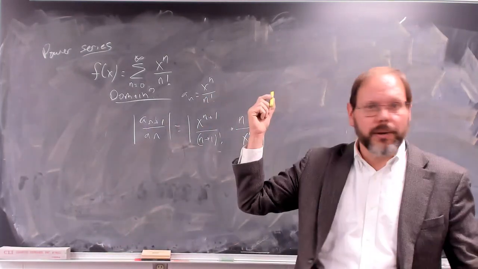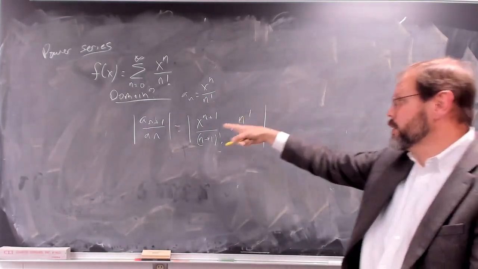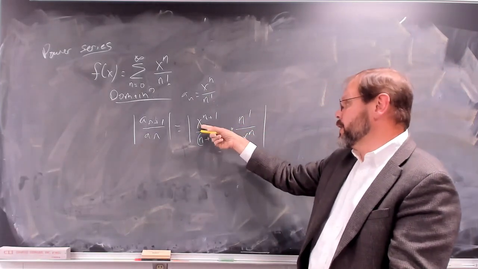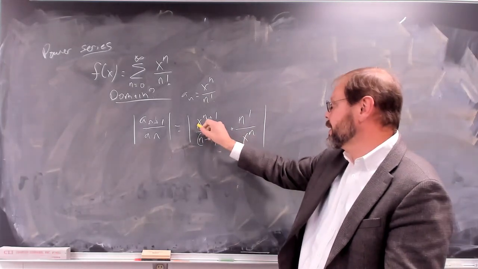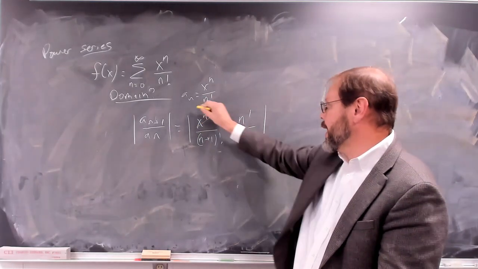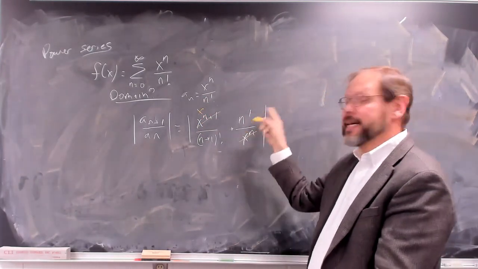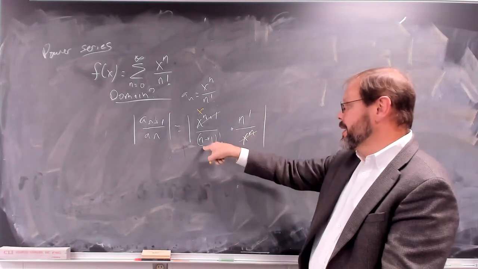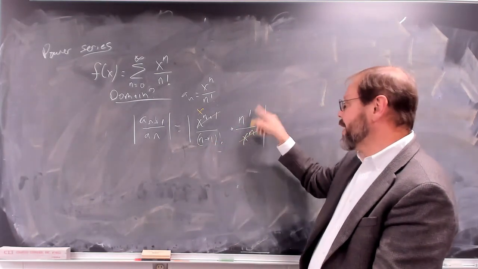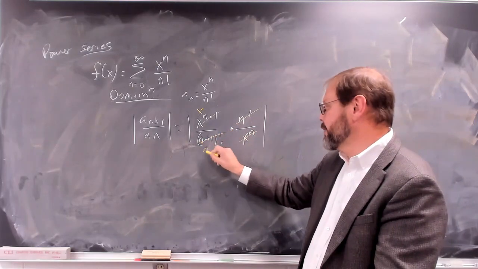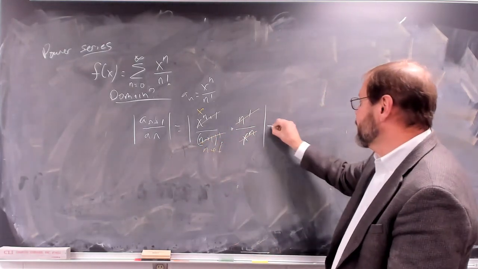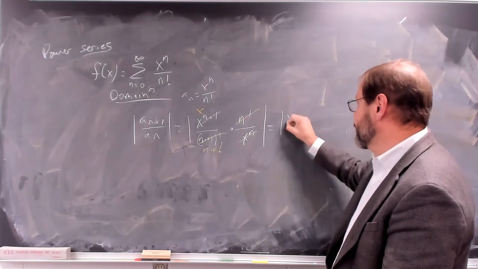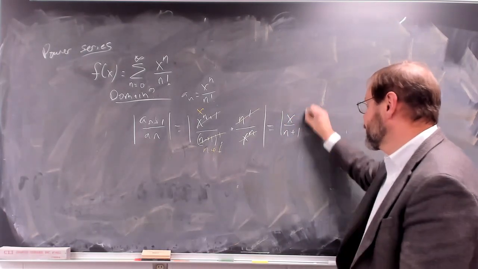We actually did this one not so long ago in class, with a 2 here instead of an x. Now we're just going to do it with an x. Because what's going to happen here is that is going to cancel with that and leave an x in the numerator. And as we've seen before with factorials, the n plus 1 factorial and the n factorial are going to cancel and leave an n plus 1 in the denominator. So what I have is the absolute value of x over n plus 1.